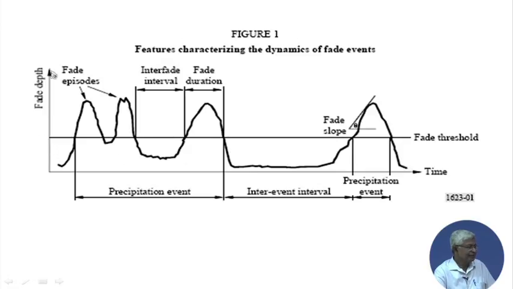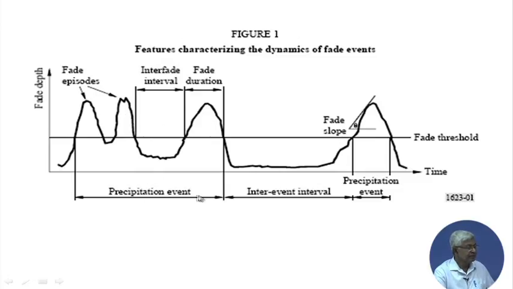There is a fade depth on the y axis, and the x axis is the time, and this is a plot available from a paper. You can see that with time there is some precipitation occurring and then no precipitation, that is an inter-event interval, and again a precipitation event is occurring. So, whenever a precipitation event is occurring, it goes to a higher fade depth. Higher fade depth means poor attenuation. But this is not constant, it is varying over time, sometimes it comes down, sometimes it goes up. So, these are called fade episodes, and there are certain interfade intervals.